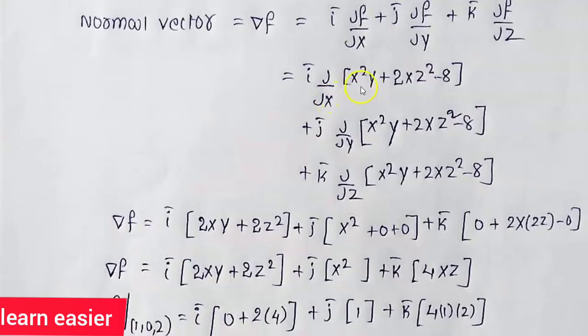So here we have x squared y. After differentiating, what do we get? The derivative of x squared is 2x, so we get 2x into y, plus, here we have x, so the derivative of x is 1, so we get 2z squared. Here the derivative of minus 8 is 0 because it is a constant. So we get only 2xy plus 2z squared.